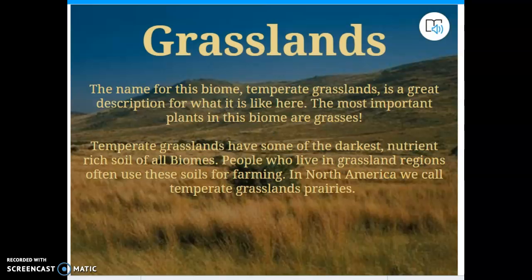The first terrestrial biome we are going to study is grasslands. And I was super disappointed.